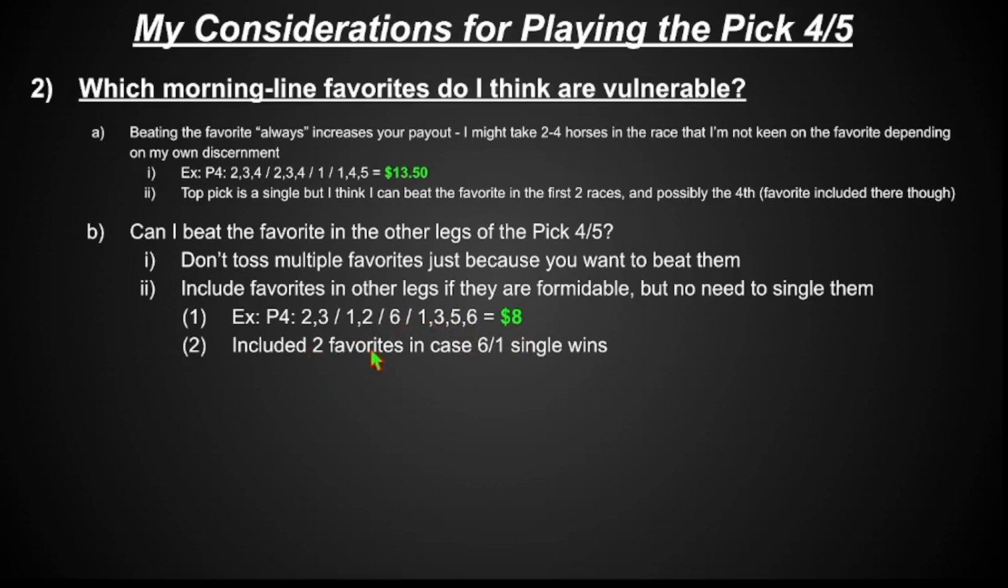I included 2 favorites in case the 6-1 single wins. Again, if my single is 6-1, I don't want to miss out because I tossed a favorite that I thought could win, but I wanted to keep my ticket cheap. Because if this 6-1 wins, even if a favorite wins 1 or 2 of these races, and I get this 2 or this 3 in the first, it should still pay pretty decently, because a 6-1 pays very well in these 4 or 5 race sequences.